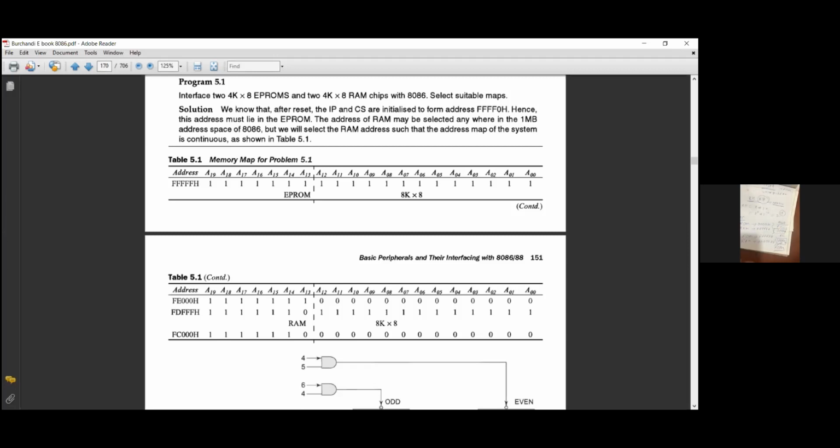So now coming to the solutions. For 8K, how many address lines do we need? 13. So that's why you can see the starting address of ROM and the ending address FFFFFH. Okay. Then just see, after A12 there is a dotted line.